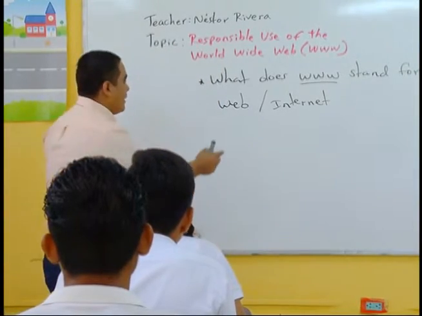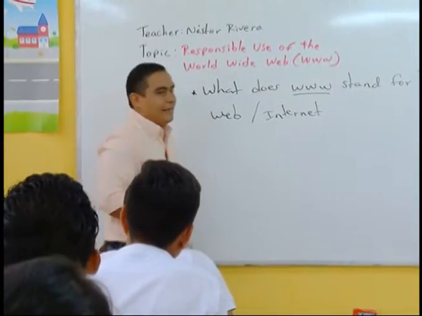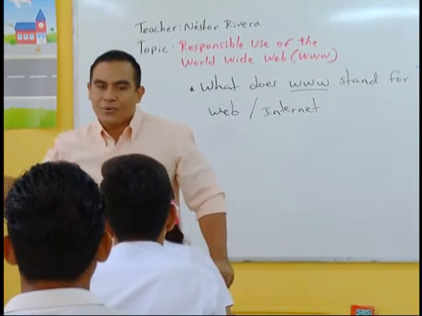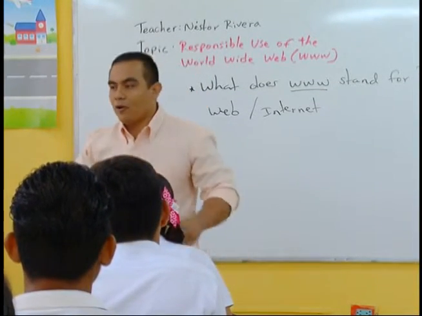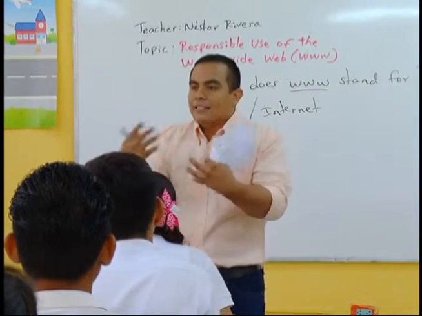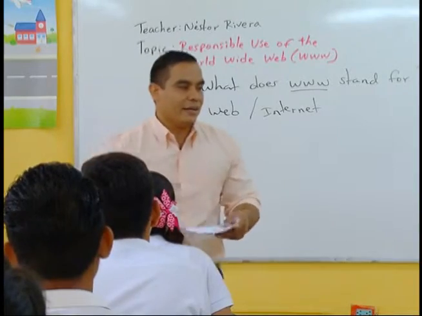So what is the internet? The internet is a massive network. All computers around the world can be connected and can communicate as long as they are connected to the internet.